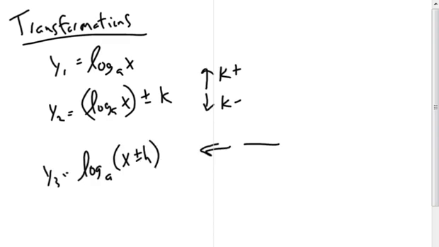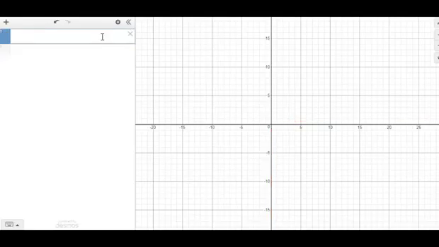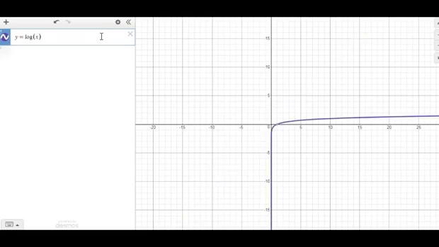Y3, if you have that plus or minus h, that's going to correspond to a left or a right shift, and if you remember, we saw that it is counterintuitive that it's going to shift to the left when h is positive, and it's going to shift to the right when h is negative, because it sort of hits those x values sooner, and then here it hits those x values later. So let's go ahead and look at some graphs here.